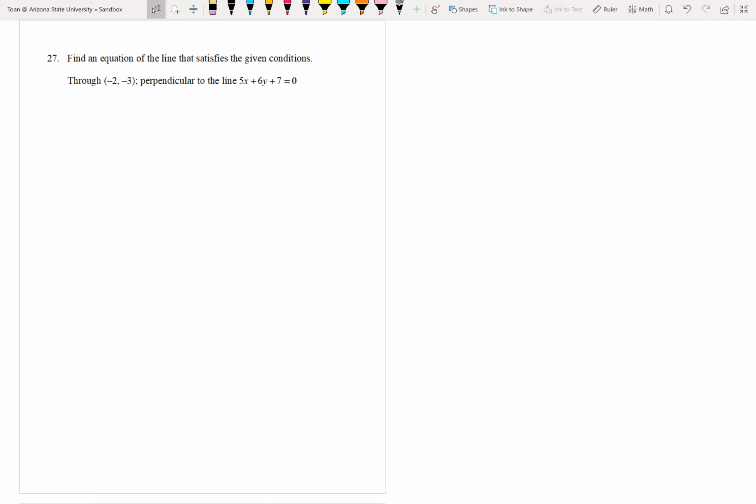Just to refresh our memories, to write a linear equation, we only need two things. We need a slope, and we need a y-intercept, or excuse me, any point. It would be great if we had a y-intercept, but they're not always going to give you a y-intercept, so any random point will do. If you read the problem, it says write an equation of a line that goes through this point, so yay, they do give us a point.